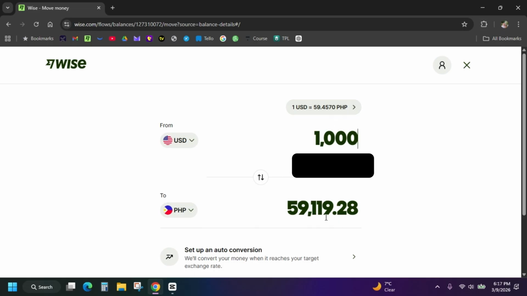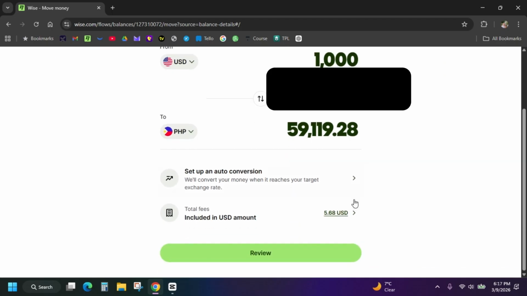So you may notice the real quick math on that is that this is 59,445.70 and this is 59,119. The spread is where your fee is. It's a very short spread, but they also tell you that spread is a $5.68 USD charge. That's included. You're not going to get charged this on top of these rates.